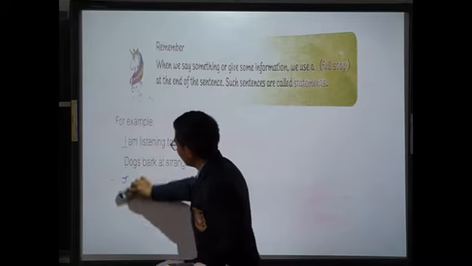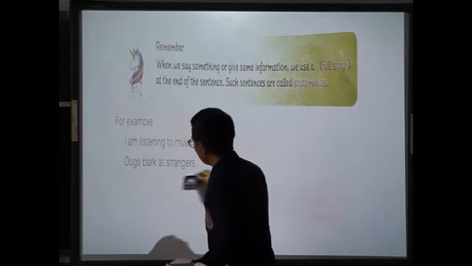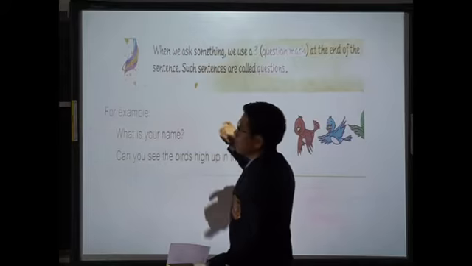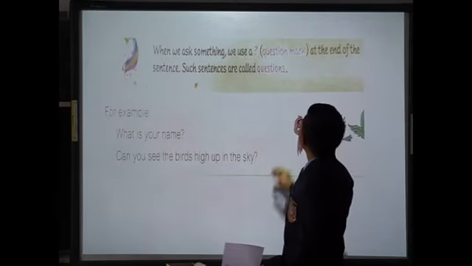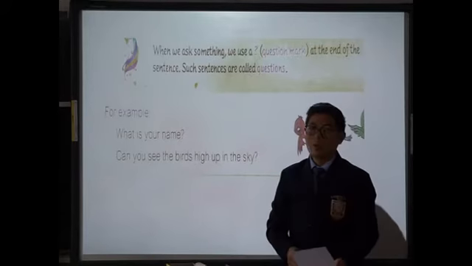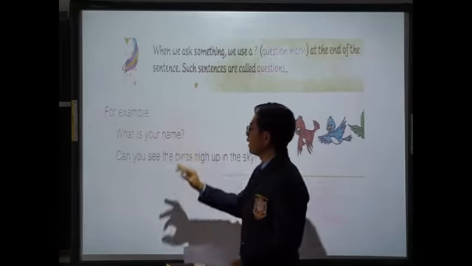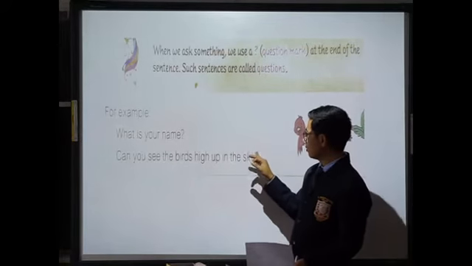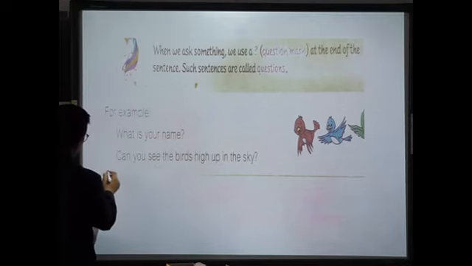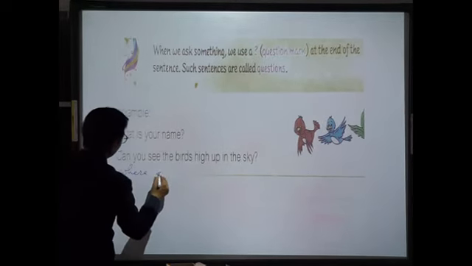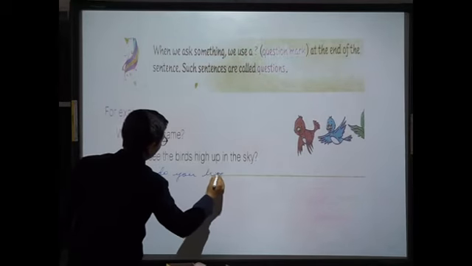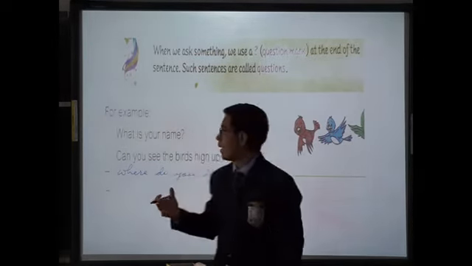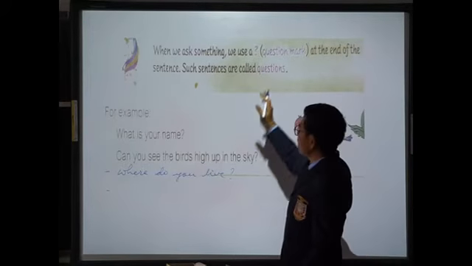Now let's see the next punctuation mark that we have learned in the class, that is the question mark. Alright, so definition: when we ask something, we use a question mark at the end of the sentence, and such sentences are called questions. For example, what is your name? Ends with a question mark. Next, can you see the birds high up in the sky? Question mark. For example, where do you live? With a question mark. You can ask so many questions, and that all comes under questions.